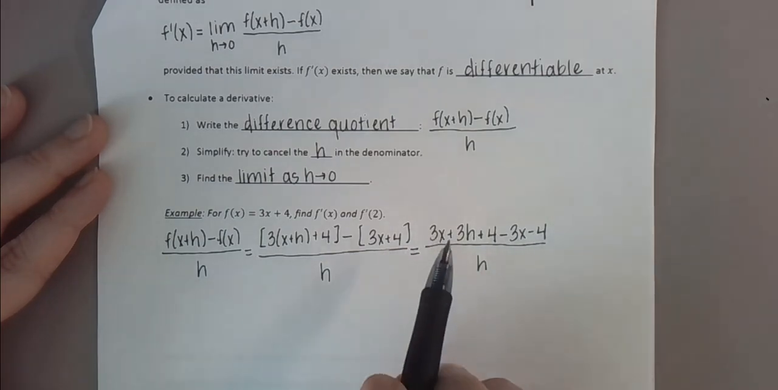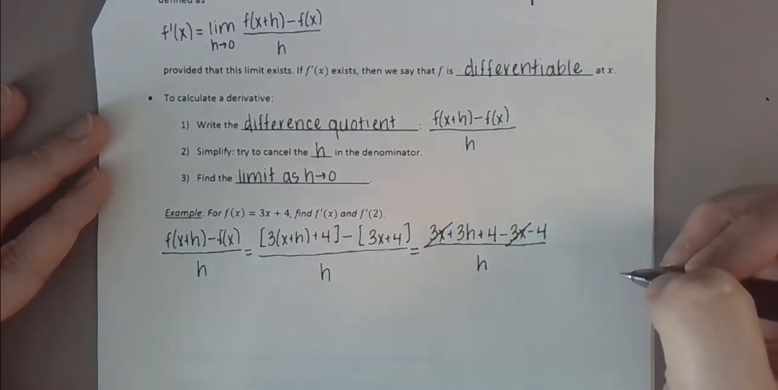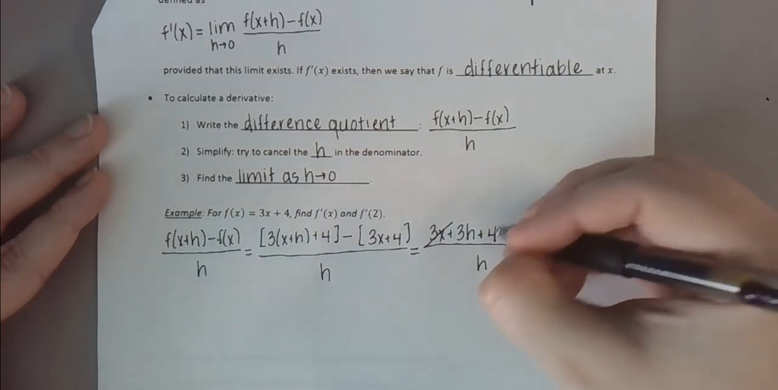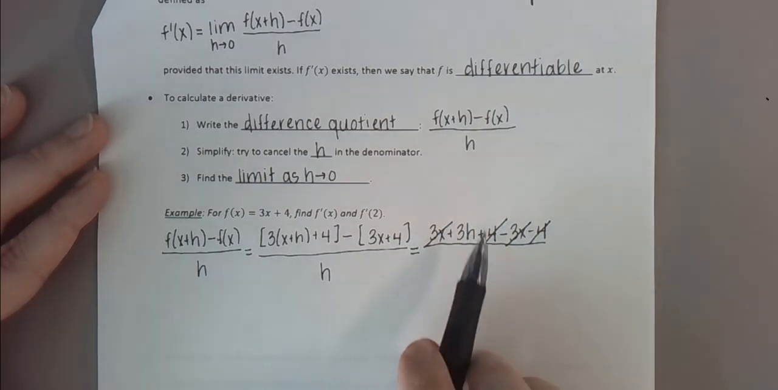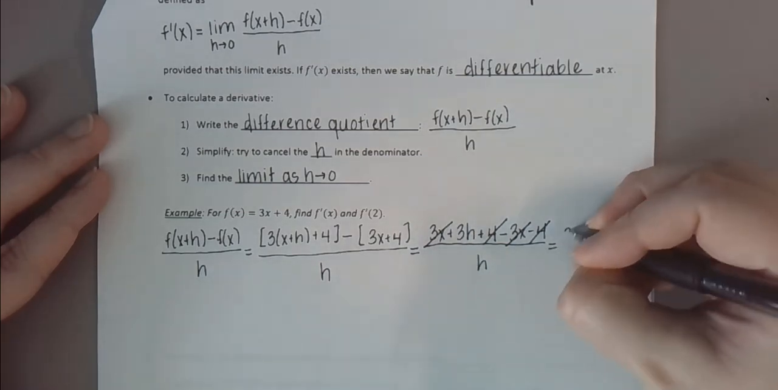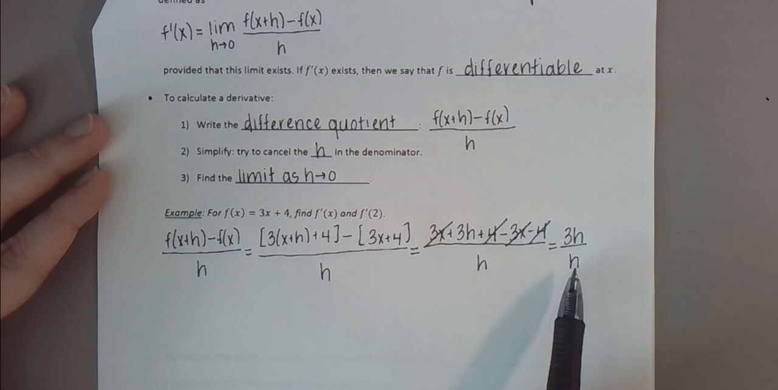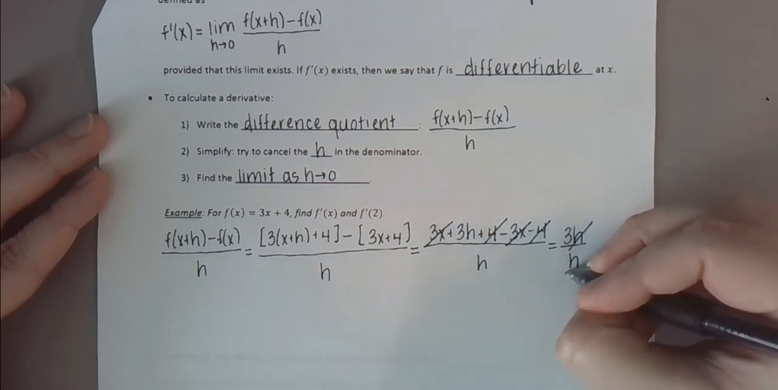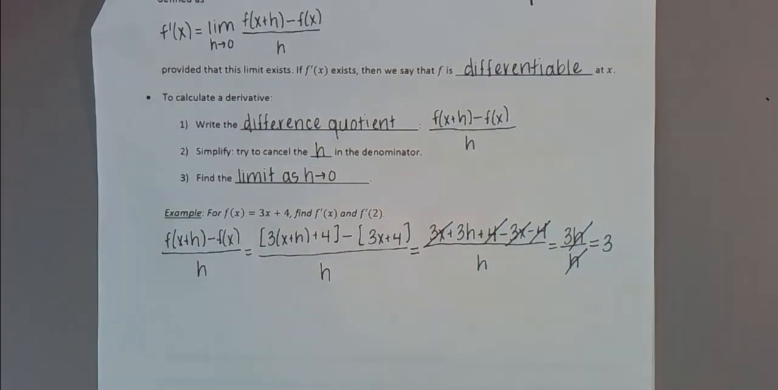Well, we have a bunch of things that cancel. We have a positive 3x and a negative 3x. So those are equal and opposite. They reduce to 0. Positive 4 and a negative 4, also equal and opposite. So what we're left with in our numerator is 3h, and then we have that h in the denominator. So we're now left with an expression where we have a common factor of h in our numerator and denominator, which means that it is going to cancel out, and so that simplifies down to 3. So that is going to be the fully simplified version of our difference quotient for this particular function.